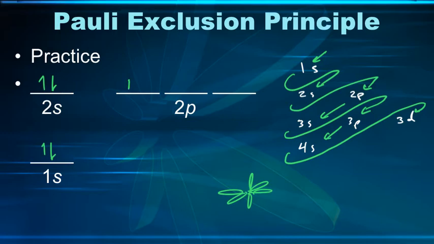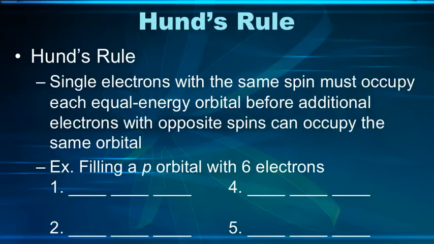But there's a way to do this where you fill each of them once before you fill any a second time. We'll learn about that principle in just a moment, but that's how this fills in. We would just keep following this on up. Remember, d orbitals have 5 possible orbitals, and f orbitals have 7 total orbitals.